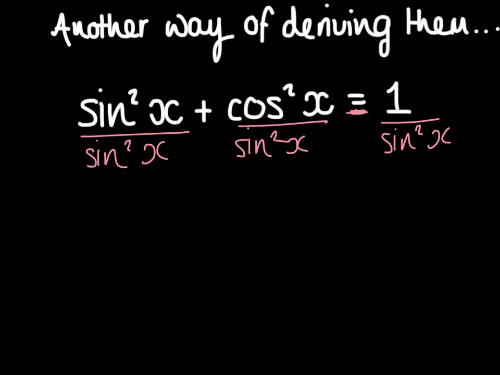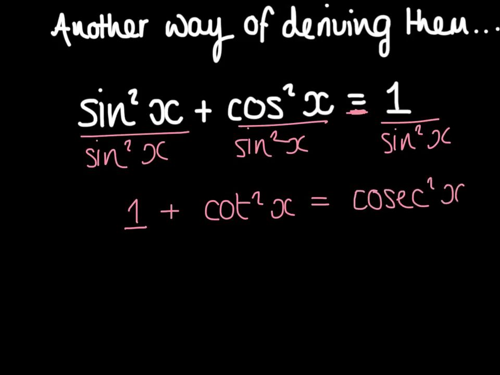So sine squared x over sine squared x, that's 1. Cos squared x over sine squared x is the same as cos x over sine x all squared, which is cot squared x, and 1 over sine squared x is the same as 1 over sine x all squared, which is cosec squared x, and there's our identity back again. So I'm going to leave you to divide by cos squared x, and hopefully that will give you 2 ways of finding that other one and you know you're right.